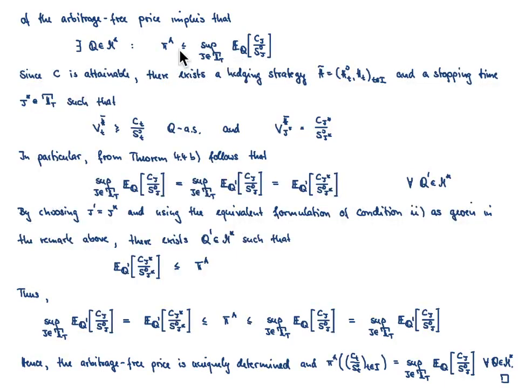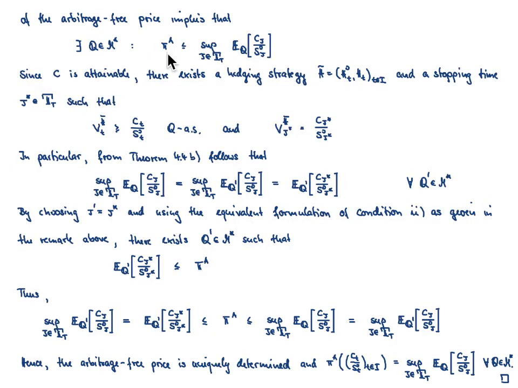there should exist two things: this measure Q and the stopping time, such that π^A is bounded from above by the expected value under Q of C_τ divided by S^0_τ. And then I can make that even larger by simply taking the supremum over all admissible stopping times. So this gives me clearly an upper bound on the discounted arbitrage-free price of the American contingent claim.